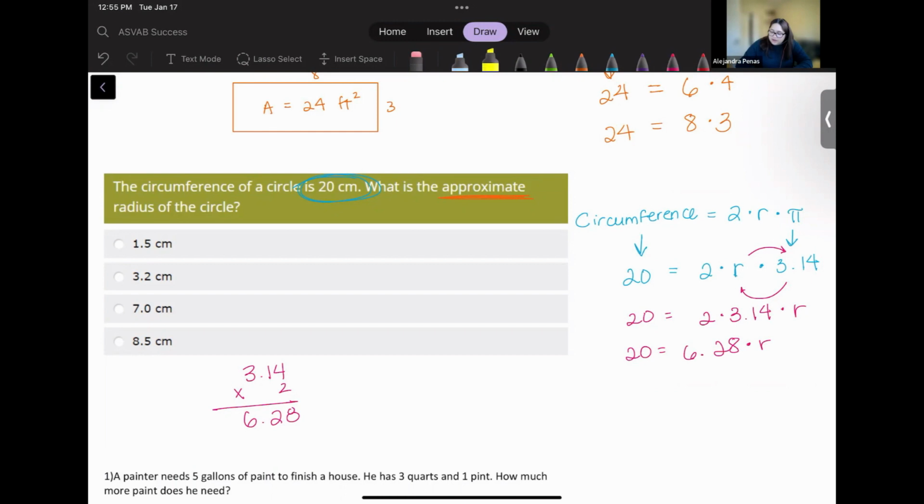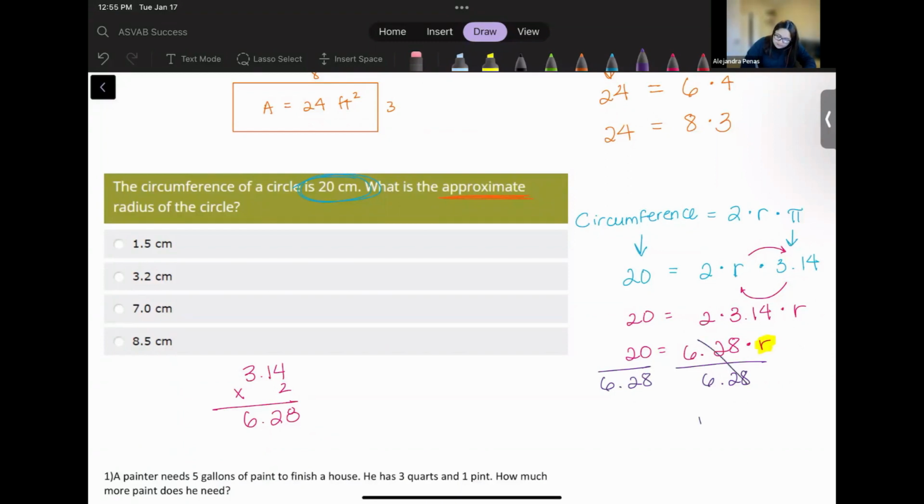Now my job is to get r alone. How would I get r alone here? What do I need to do in order to get r alone? Divide both sides. Yes, we're going to divide both sides because right now it's multiplying. So the opposite is to divide. So I'm going to divide both sides by 6.28.